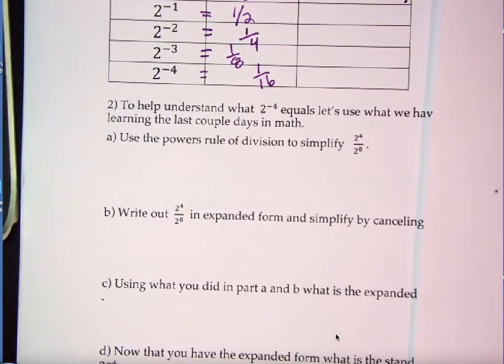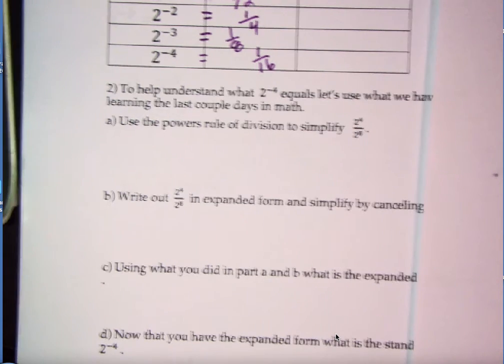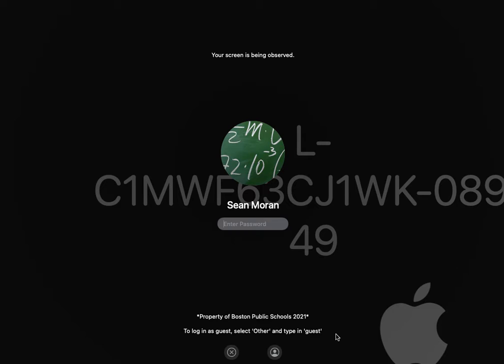So with your neighbor, you're going to go on to number 2, A, B, C, and D. And think about what the expanded form is of these negative exponents. So go ahead, pause, read the worksheet, give it a try. We'll come back and talk about it. Oh, hold on. Might have just lost you now.